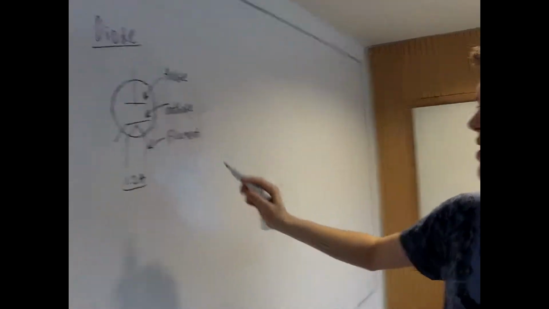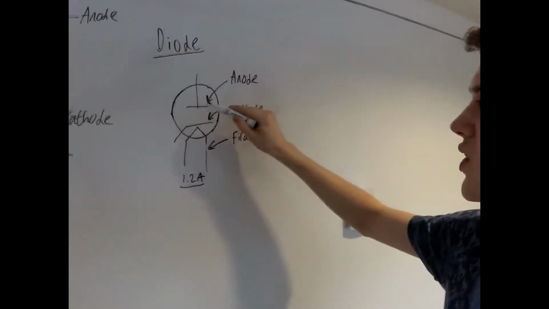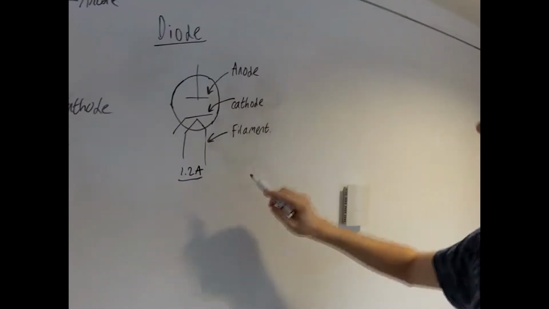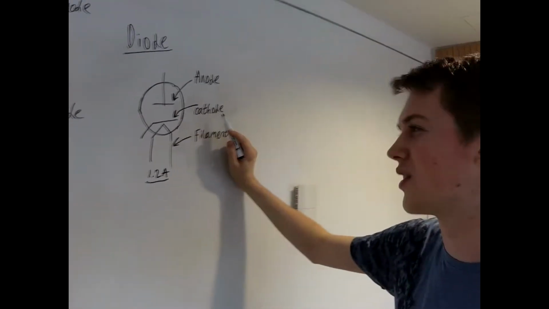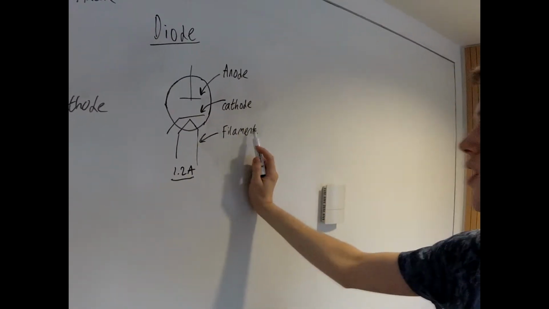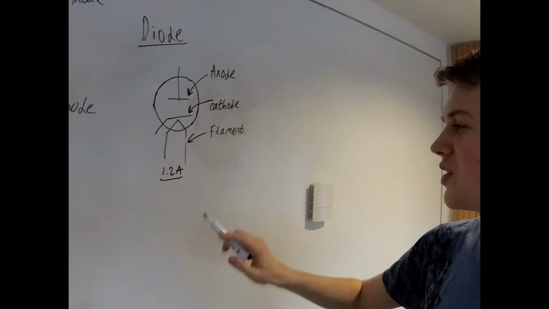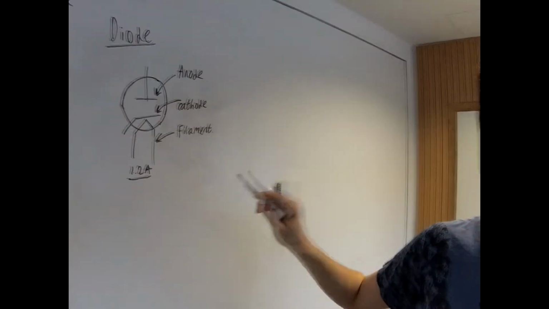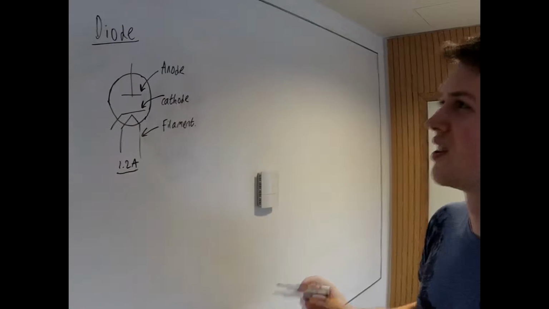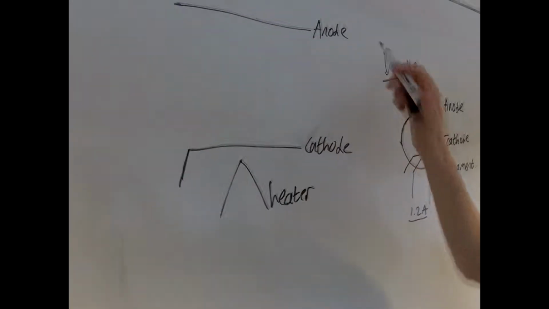The diode consists of these components: a positively charged metal plate called the anode, a negatively charged plate called the cathode, and a heated filament below the cathode, which typically runs in the range of 1.2 amps to reach a high temperature. Here is a diagram of the anode and the cathode.